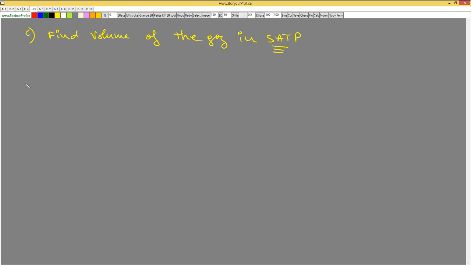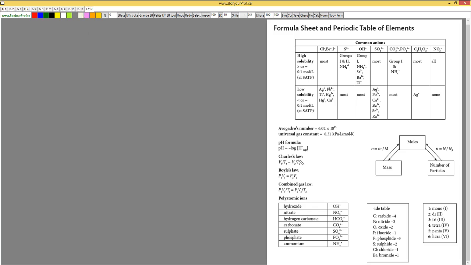When you see SATP, they are giving you the temperature. The temperature is 273 plus 25 degrees, in Kelvin. And they are giving you the pressure. The pressure is 103 times 10 to the 5 Pascal. This is what they're giving you. Let me see if they will give it to you in the formulas. No. So you have to memorize it.